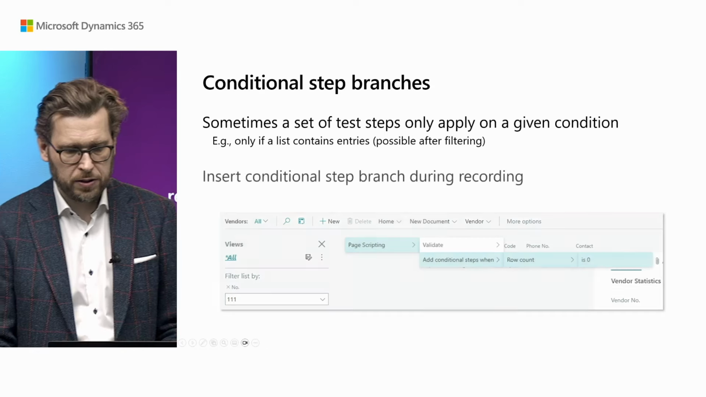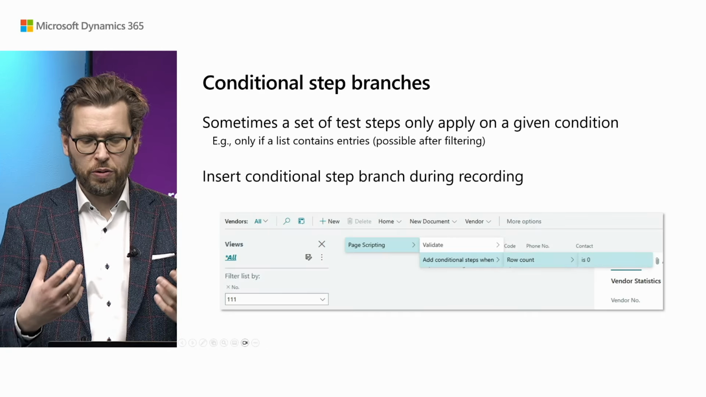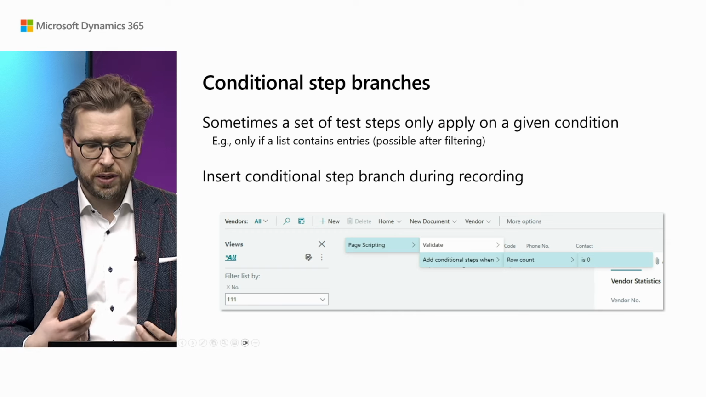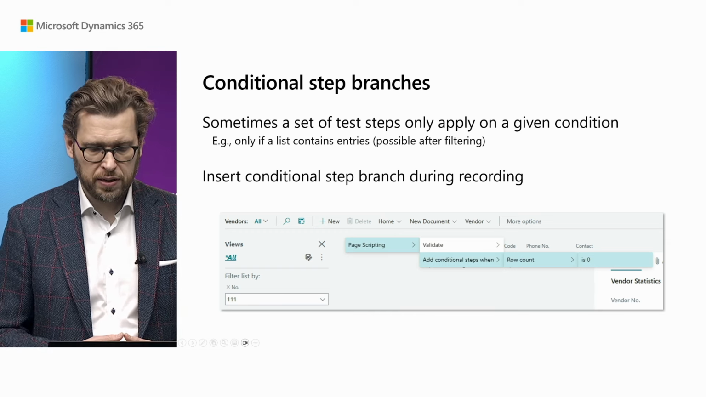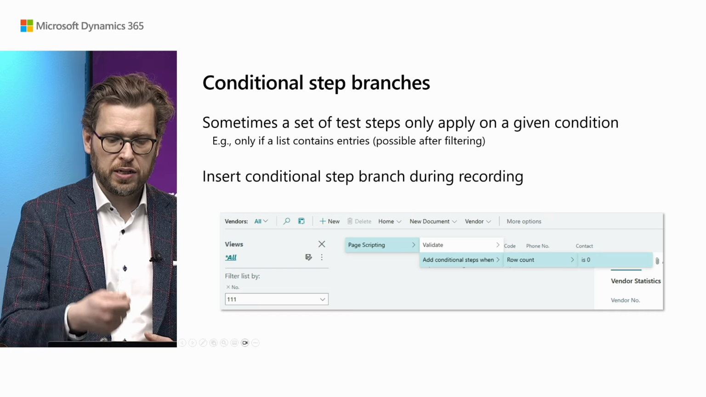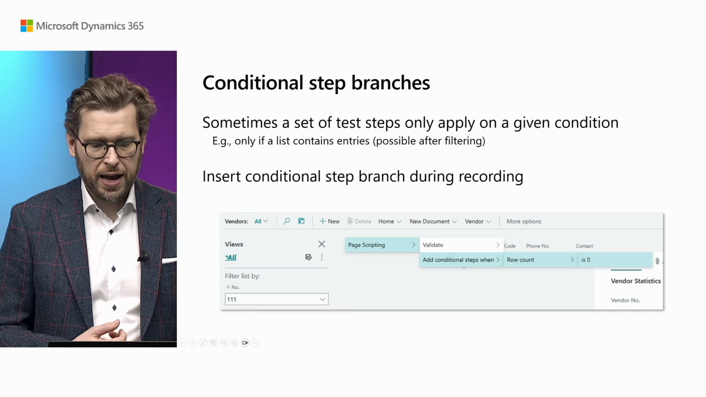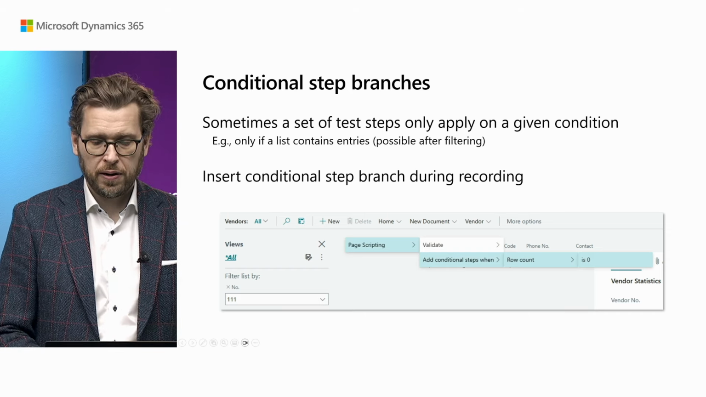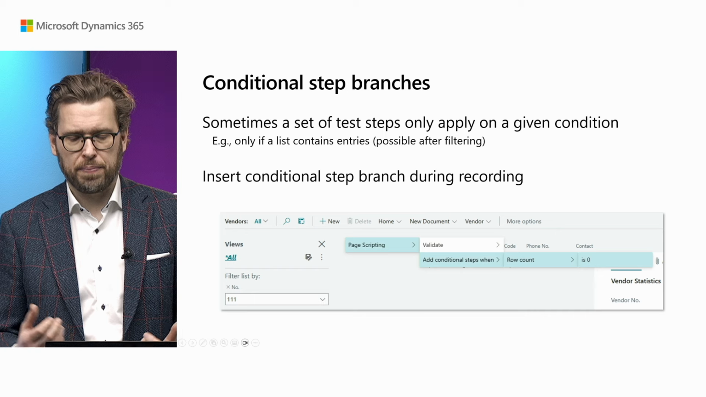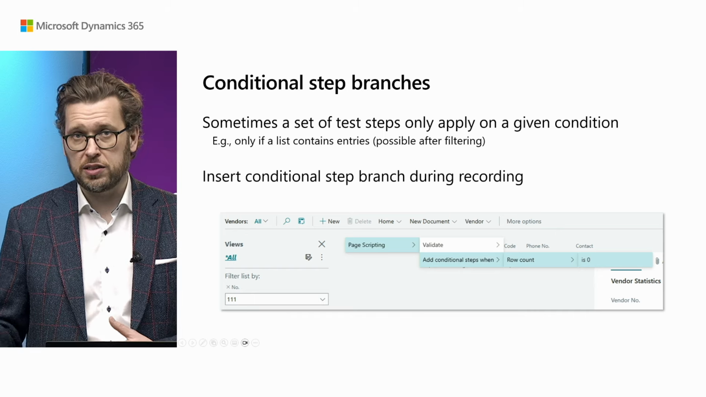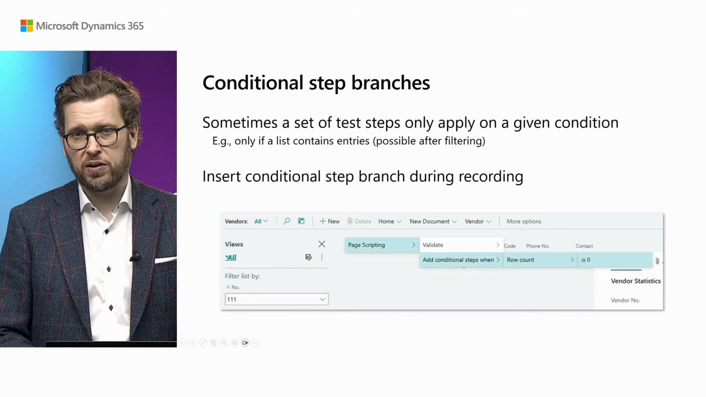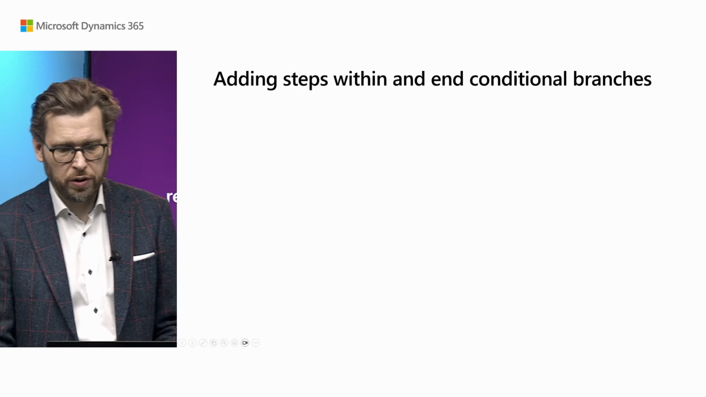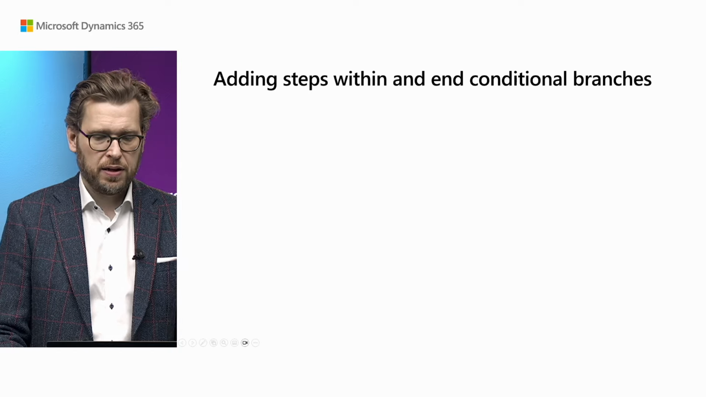And so to cater for that, during a recording, you can again use the context menu. So here I'm on an empty list, and you can see I go into the page scripting context menu, and I go to the Add Conditional Steps When option. And here it suggests that my possibility is that when the row count is 0, I can do something, or I can insert a conditional step. So imagine that we've done that.